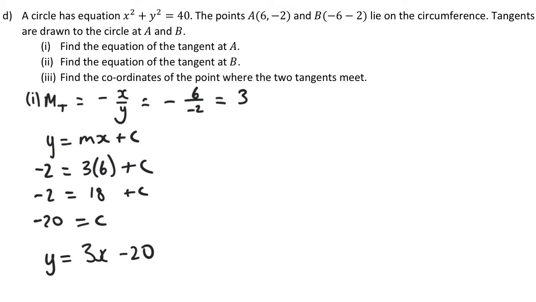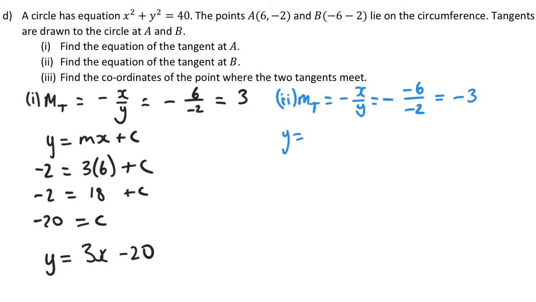For part B, find the equation of the tangent at B. So the gradient of the tangent is minus x over y, which is minus 6 over minus 2. So if we think about the minus 6 over the minus 2, that's two negatives, so the answer is going to be a positive. 6 over 2 is 3, but we've got another minus, so the gradient of the tangent here is minus 3.